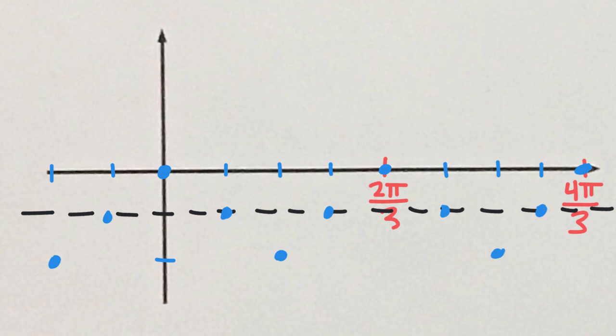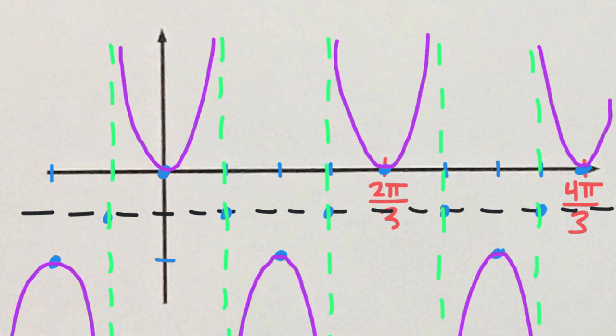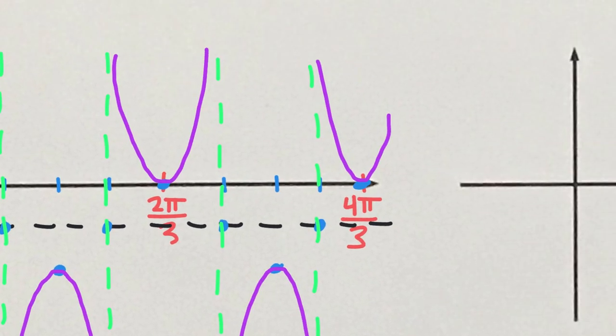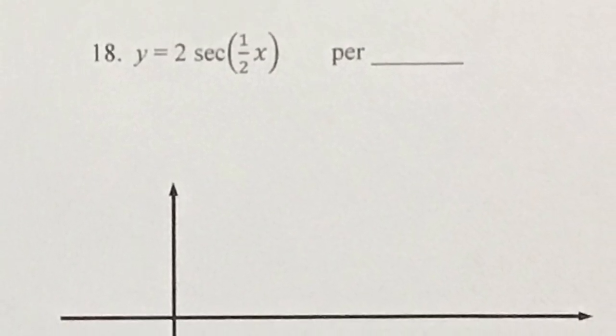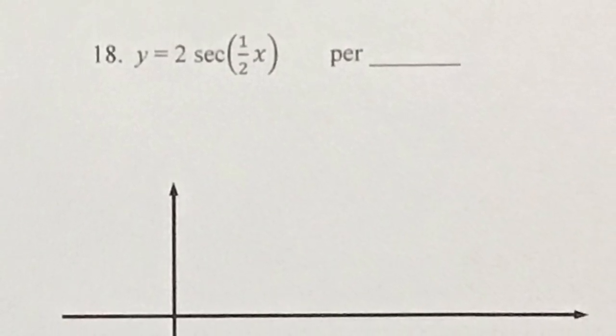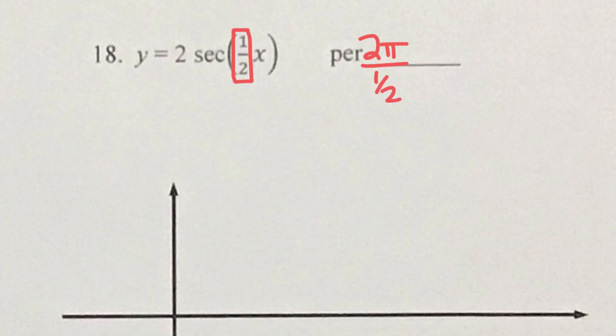So now that we have our points, we can put in your asymptotes and your upward and your downward u's. So there's your final graph. Hopefully yours looks exactly like that, or similar. Okay, so one last example. 2 secant of 1/2 of x. So our b value is 1/2. So 2 pi divided by 1/2 is 4 pi when we multiply by the reciprocal, right?